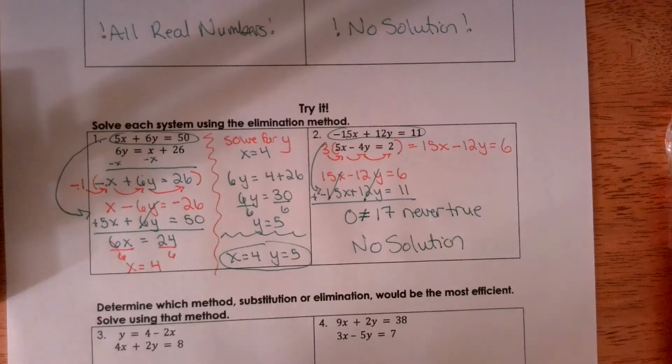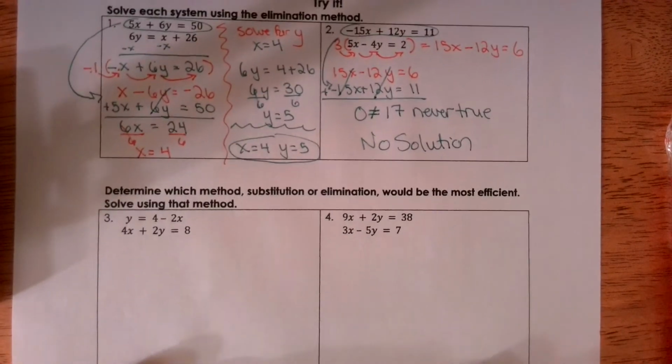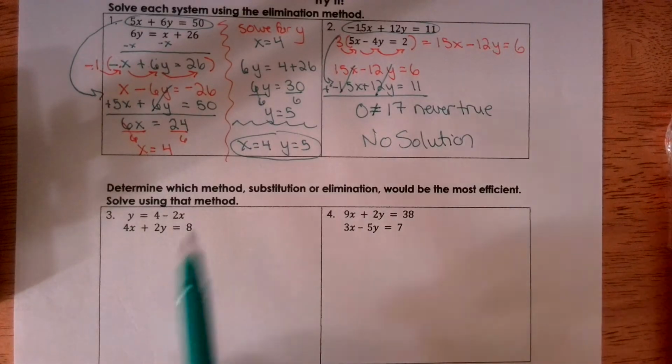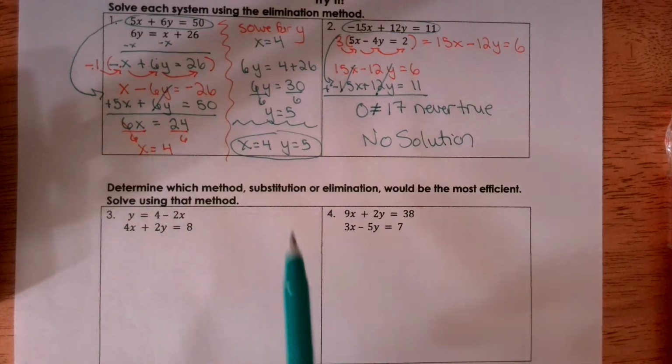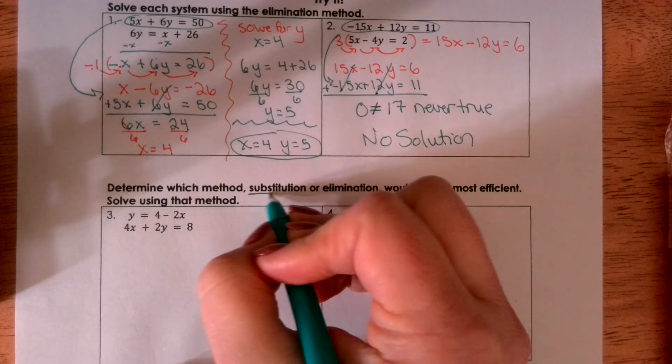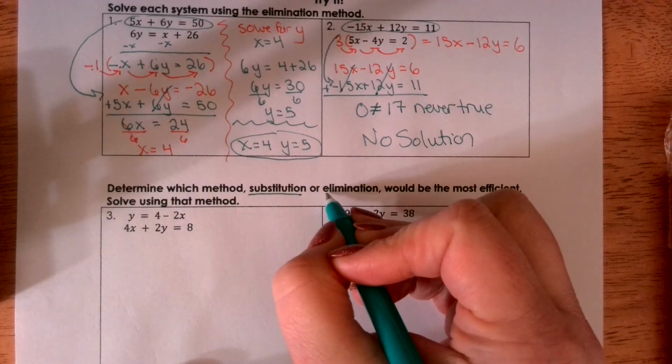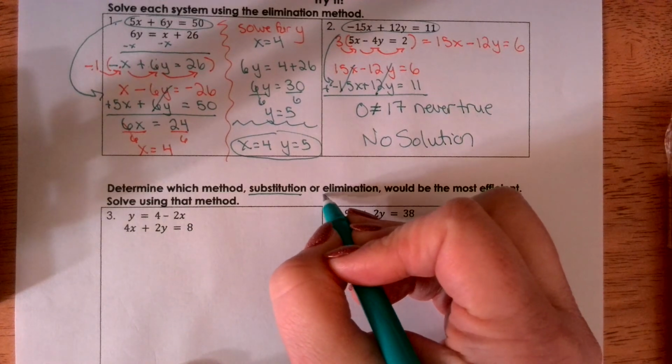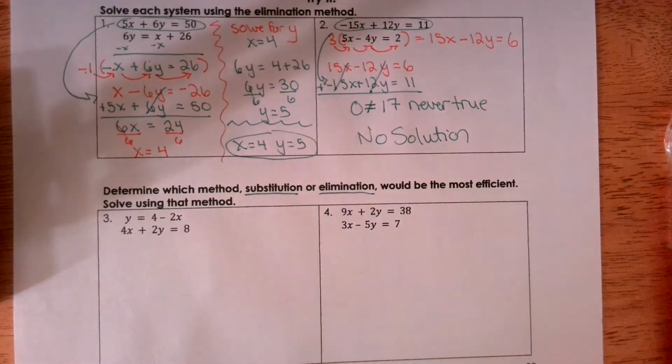Alrighty. Last thing you might be asked to do in this unit is, which method, substitution, which we learned in class and or another video, depending when, or elimination, which is the more efficient method? Because as mathematicians, we want to be efficient. So let's take a look at each of these examples and decide.